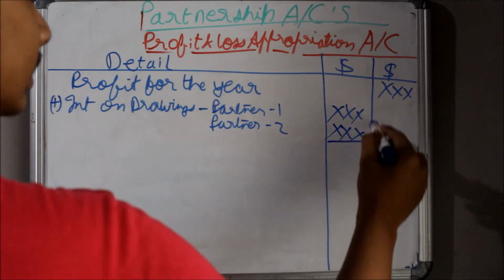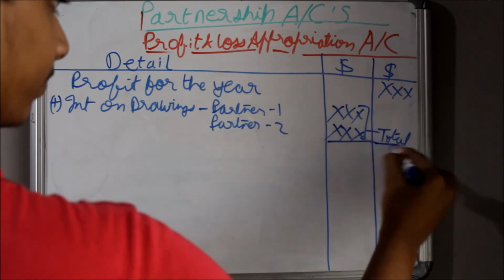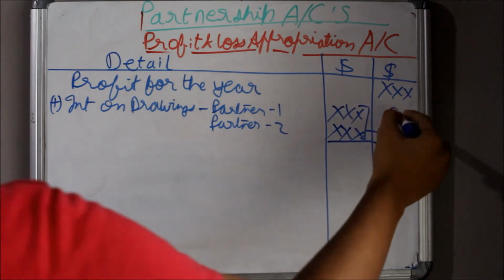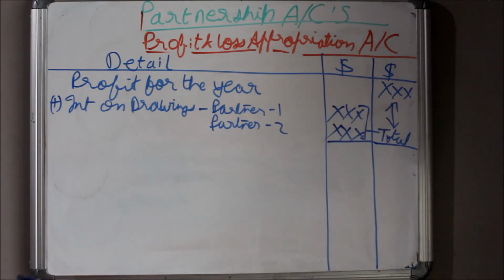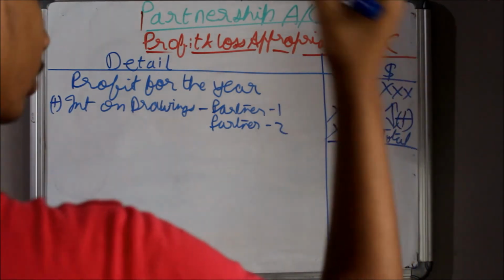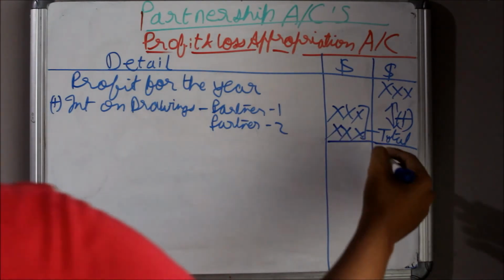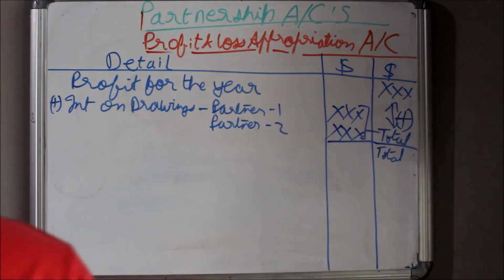Now you're going to total this and write it over here. So the interest on drawings of both the partners, you're going to total it, write it over here, and then you're going to add both these, the profit for the year plus the interest on drawings of both the partners. That total you have to write over here below in the main column.